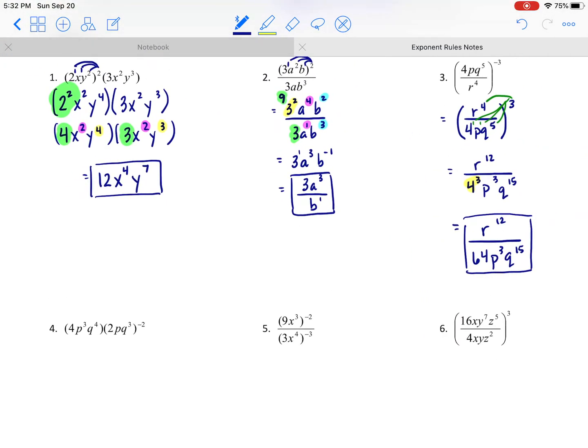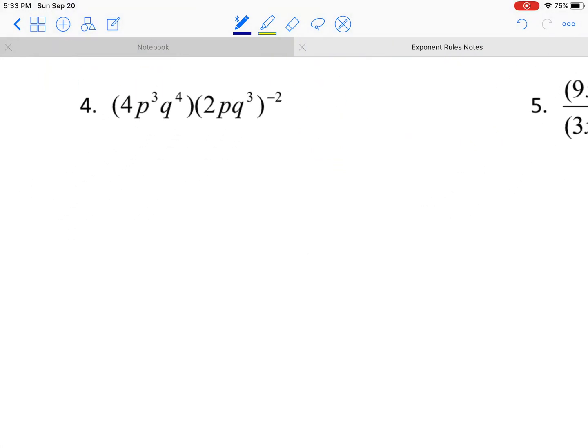Alright, so here's a good one. If you're feeling pretty confident about this, this might be a good spot for you to pause the video and try number 4. Obviously I can't force you to do that. So if you want to, pause it, try, and then come back and see if you did it right. Awesome. If not, let's see what's going on here.